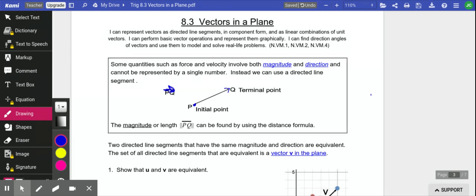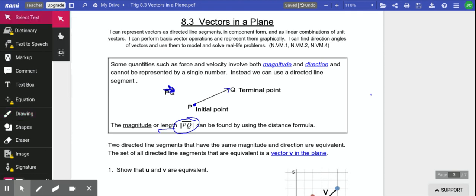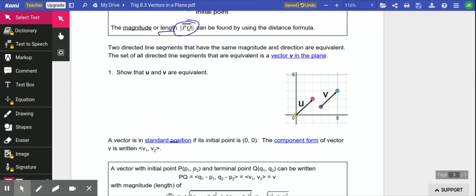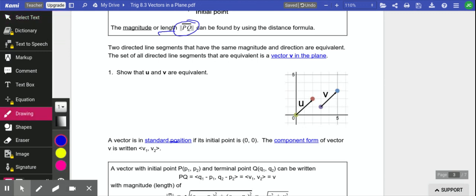Okay, so it tells us what direction it's going, and the length of it tells us its magnitude. So magnitude is length, and we represent length like this. It looks like double absolute value. And we find length just using the distance formula. This should be super familiar to us. If two directed line segments, or two vectors, have the same magnitude and direction, we call them equivalent. So in number one, we want to show that U and V are equivalent. So we need to show that they have the same magnitude and the same direction.